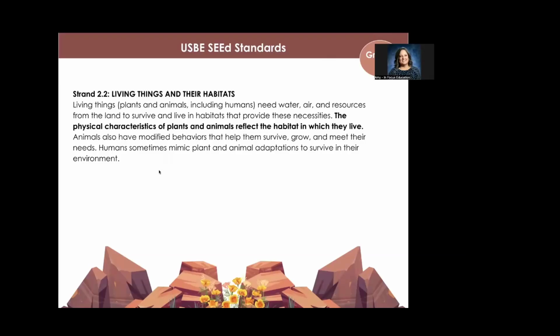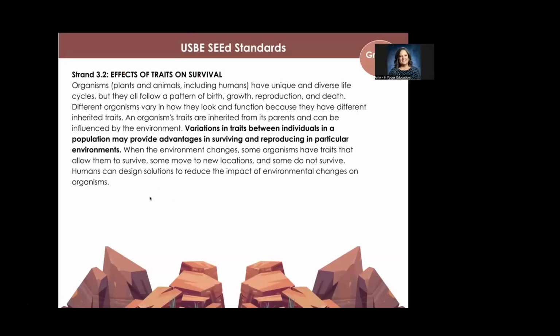In grade 2, we talk about living things and their habitats, specifically their physical characteristics of plants and animals and how they reflect the habitats in which they live. That continues on when we look at grade 3, looking at the effects of traits on survival. Specifically, I wanted to point out the variations in traits between different plants and animals adapting to their environments. Again, all the kinds of things embedded within these living things that help them adapt and survive in environmental changes and organisms.